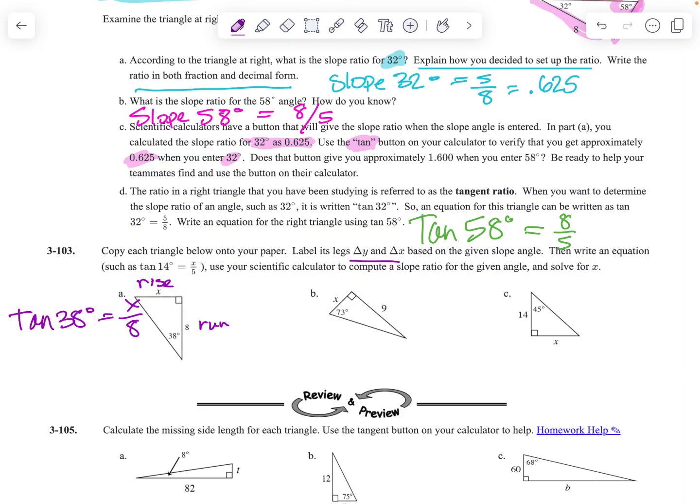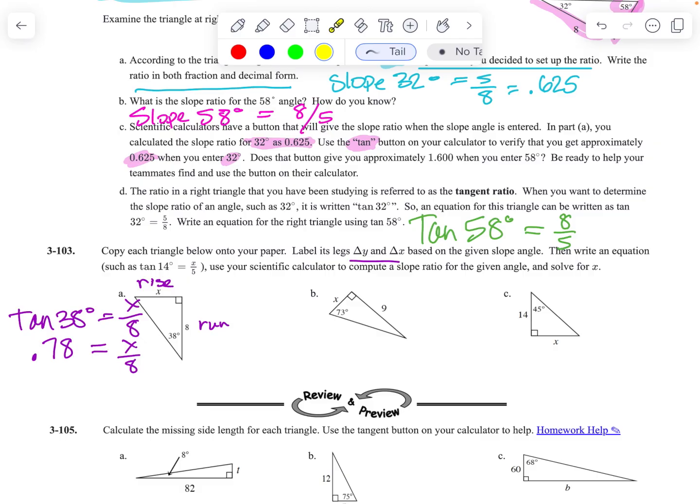I just found on my calculator that the tangent of 8, why do I have 8? Oh, sorry, tangent of 38 is 0.78. So I'm going to change this. Instead of saying tangent of 38, I'm going to say 0.78. All I did was I changed that tangent to 0.78.